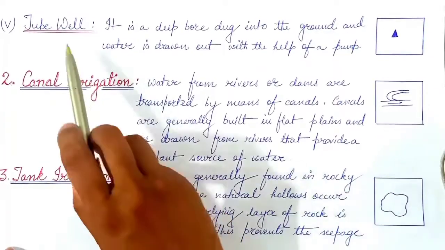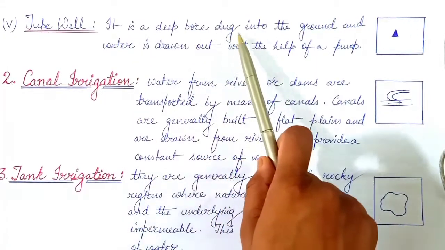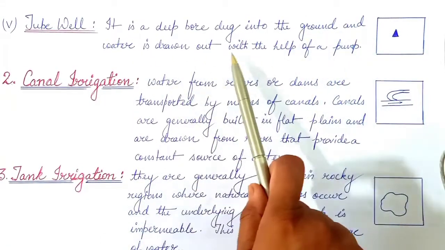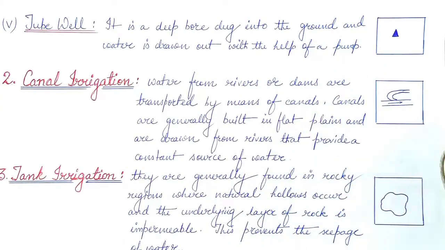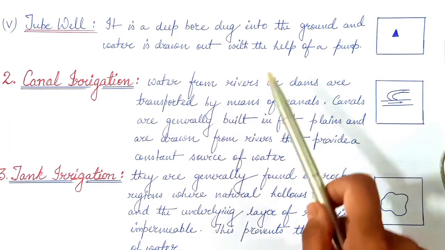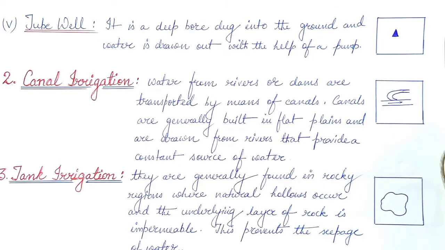We also find tube wells on a topographical map. It is a deep bore dug into the ground and water is drawn out with the help of a pump. So in case of a well, we even draw out water manually, but in case of a tube well, it is drawn with the help of a pump. And this is the symbol which is used in a topographical map to show a tube well.